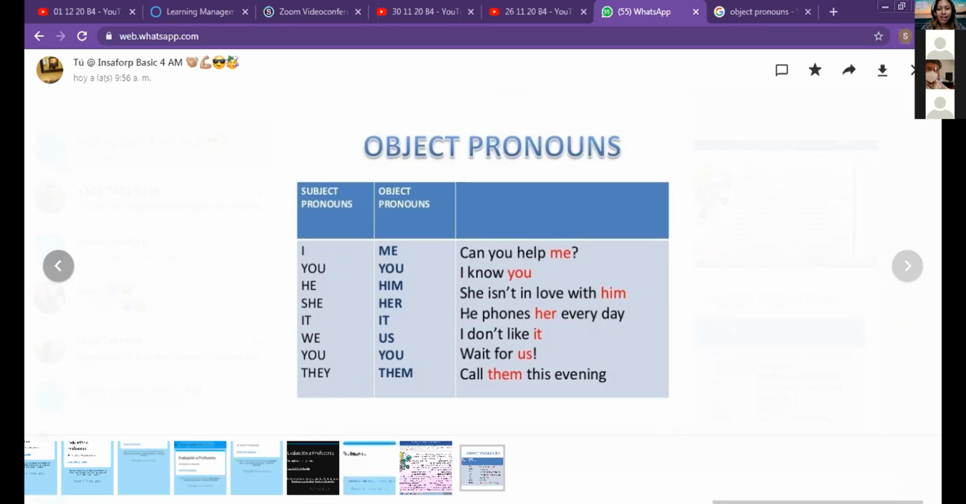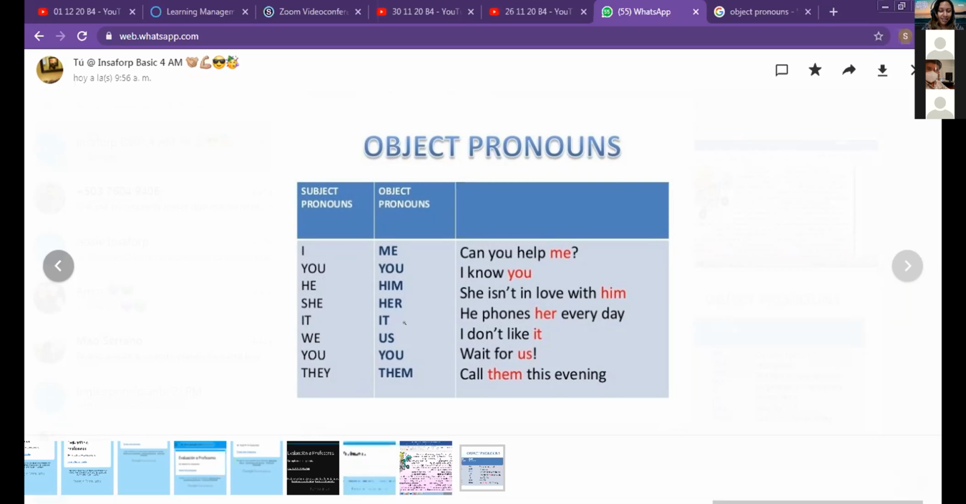The next one. He phones her every day. Repeat it with me. He phones her every day. What's the action verb? Phone. Yes, phone is another verb for call. So I have a verb, I need to use an object pronoun. I don't like it. What is the verb? Like, right. So in this case, it, the subject pronoun, is the same as the object pronoun, but you know that after a verb, you have to use the second one, right?